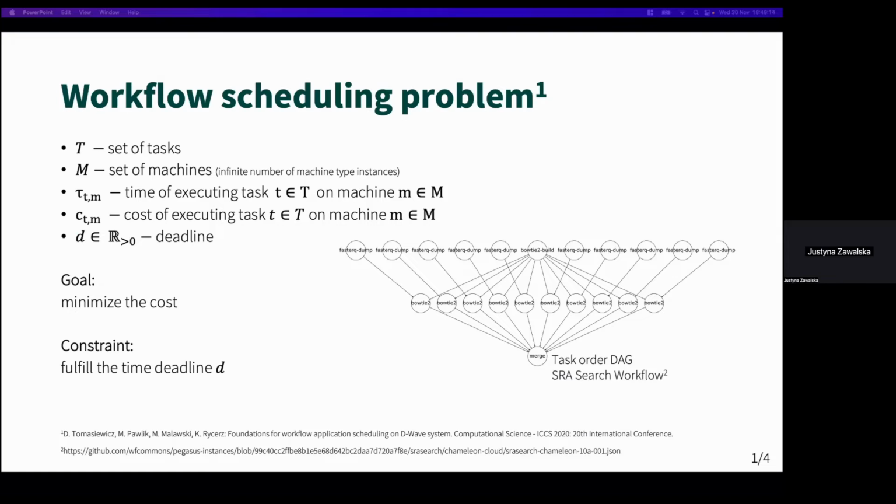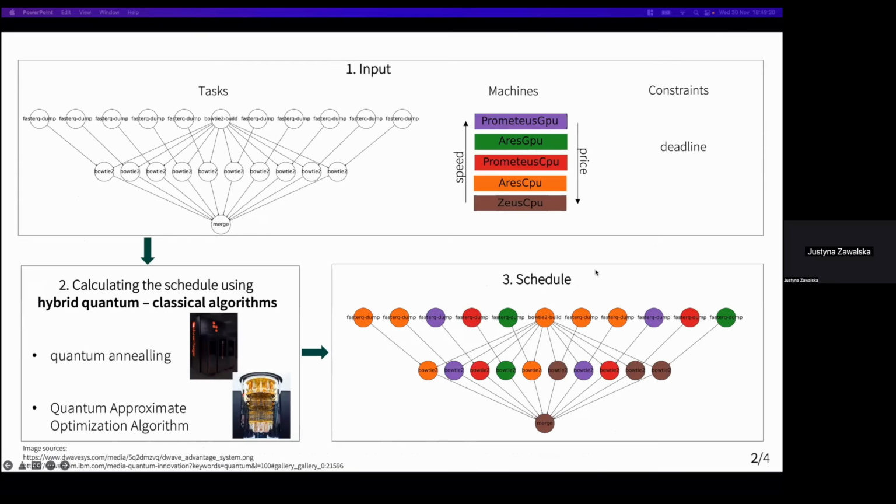First of all, if there is a directed path between two tasks, the children tasks can't start before the parent tasks have finished. Secondly, all the tasks have to finish their execution before the deadline. The input consists of a description of tasks and machines and the deadline.